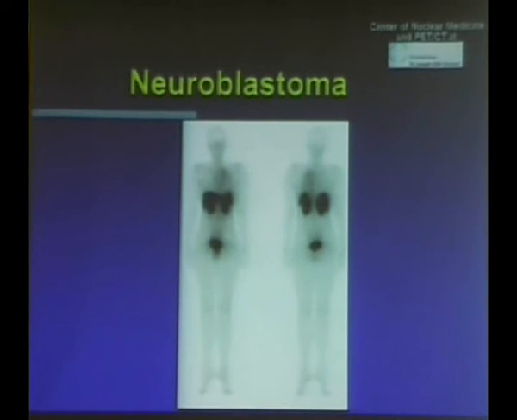And the last example of octreotide scintigraphy is a case of a patient with a neuroblastoma, a recurrence of neuroblastoma. He underwent a lot of therapeutic regimens from surgery up to chemotherapy, and now there were some signs in the blood of recurrence of neuroblastoma.